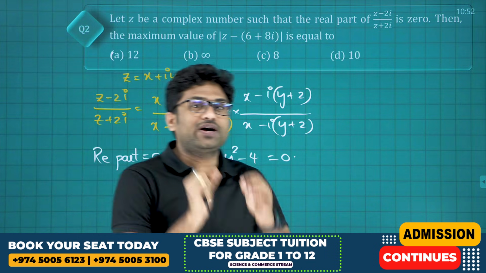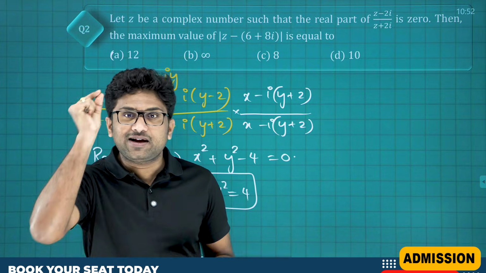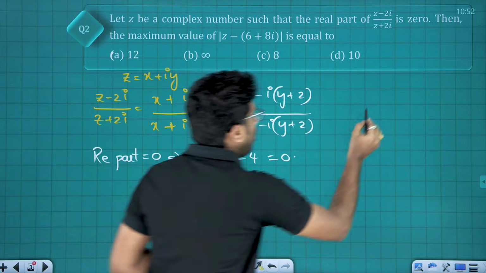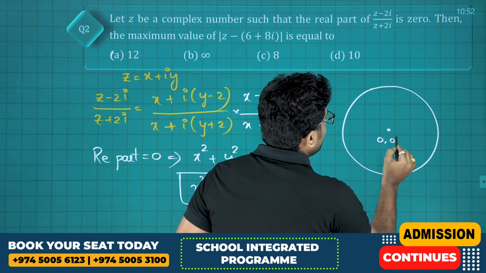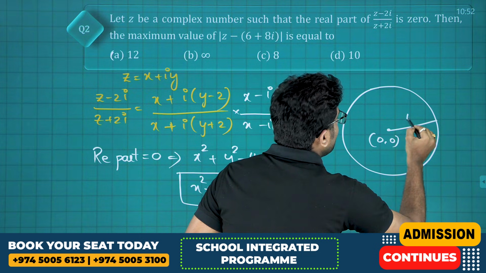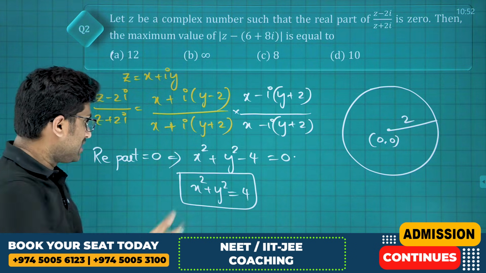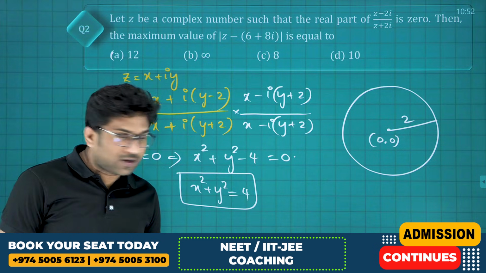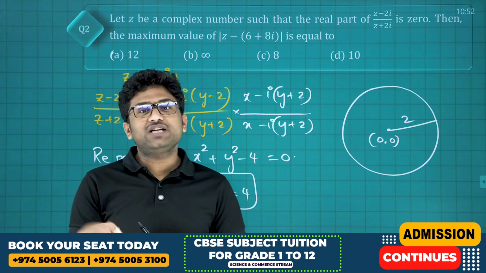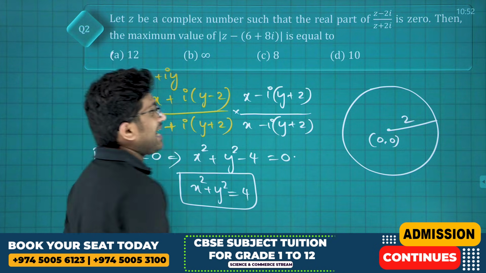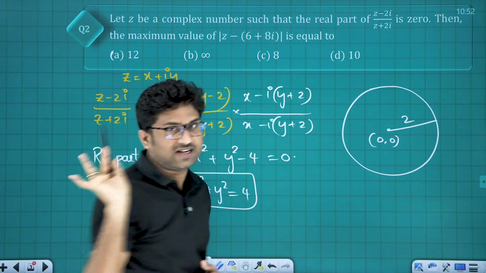Clearly, x square plus y square equals 4 represents a circle with the center at the origin and radius 2 units. Clear? That means our z lies on the circumference of the circle. It always moves on the circumference of the circle.